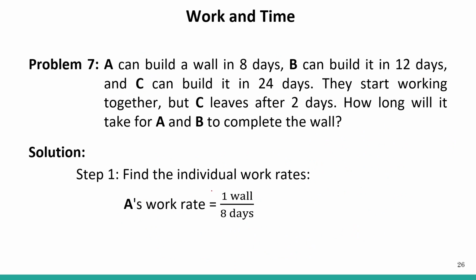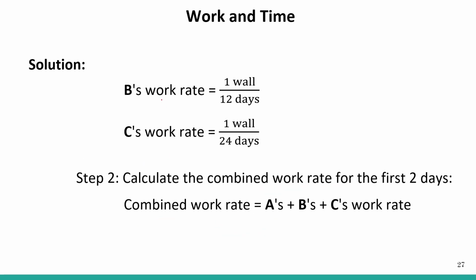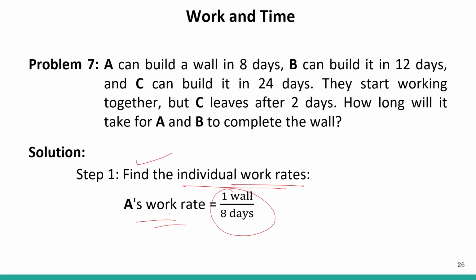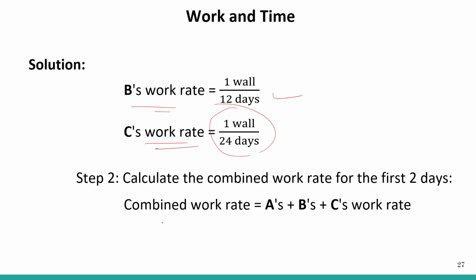So let's see a step-by-step solution. First, we found out the individual work rates. A's work rate is 1 by 8, so 1 wall per 8 days. B's work rate is 1 wall per 12 days, and C's work rate is 1 wall per 24 days. So we have written here the three work rates of A, B, and C as 1 by 8, 1 by 12, and 1 by 24 wall per day respectively.